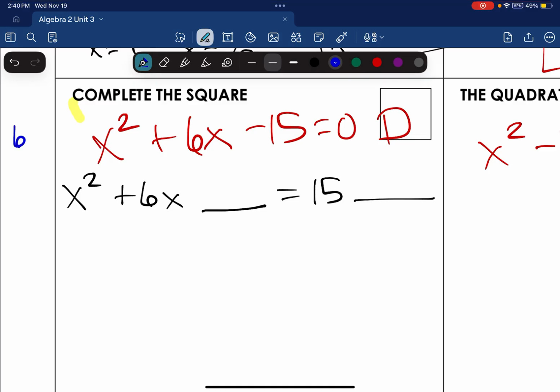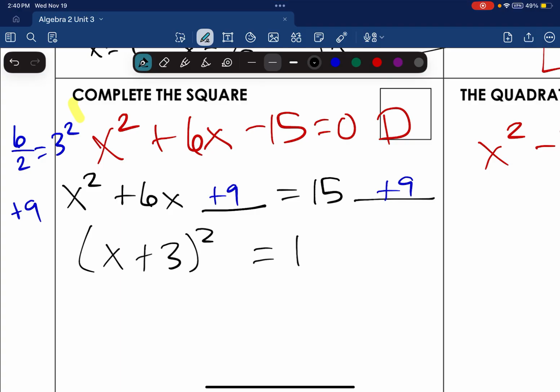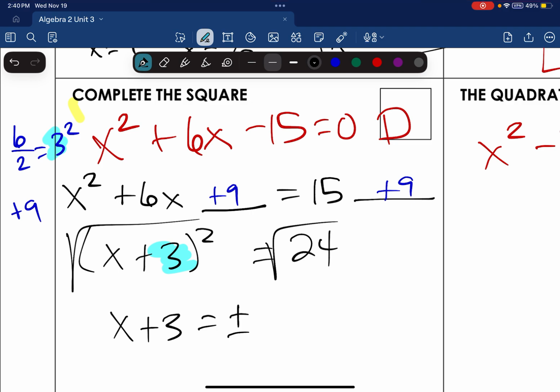So B divided by 2. Square that. I'm going to add 9 to both sides. When I'm factoring, I'm going to get x plus 3 squared equals 24. Remember, whatever we squared is our factor. We're now going to take the square root of both sides. So I'm going to get x plus 3 equals plus or minus.